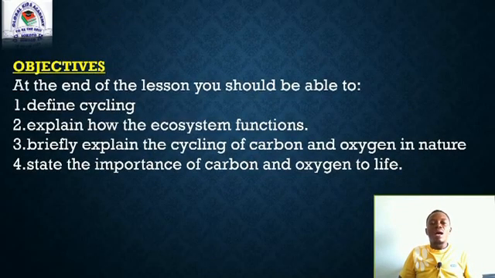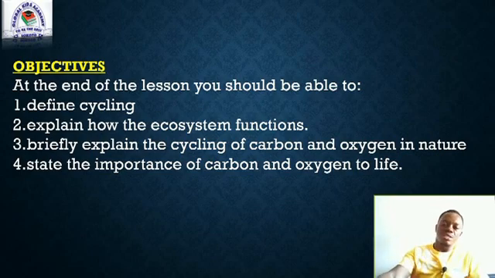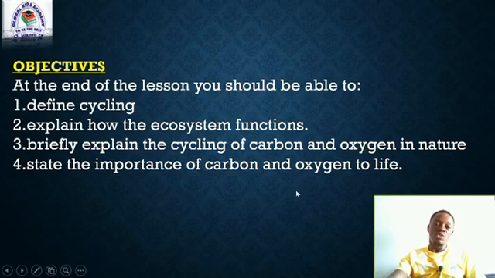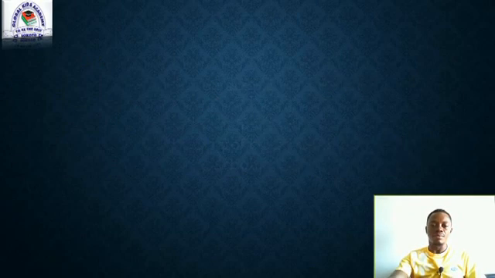Objectives. At the end of the lesson, you should be able to define cycling and explain how the ecosystem functions. You should also be able to briefly explain the cycling of carbon and oxygen in nature, and state the importance of carbon and oxygen to life. So we will dwell on the carbon and oxygen cycle in this lesson.